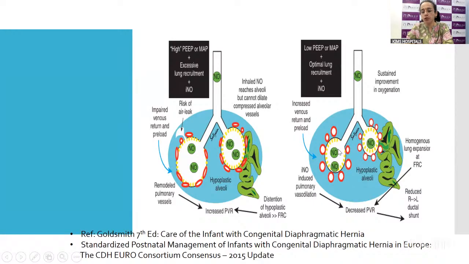So this leads to increased venous return and preload. Here you can see the impaired venous return. Here venous return is optimal. And iNO can also induce pulmonary vasodilatation, which leads to a decrease in the PVR and reduced right to left ductal shunting. So that is why optimum PEEP is important in babies who develop PPHN with CDH.